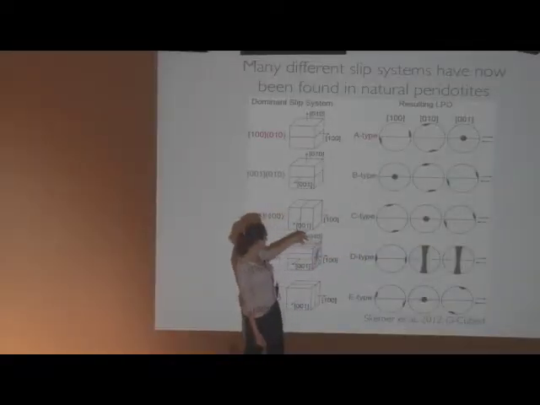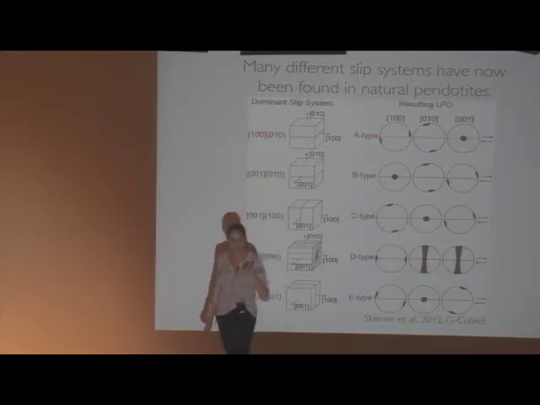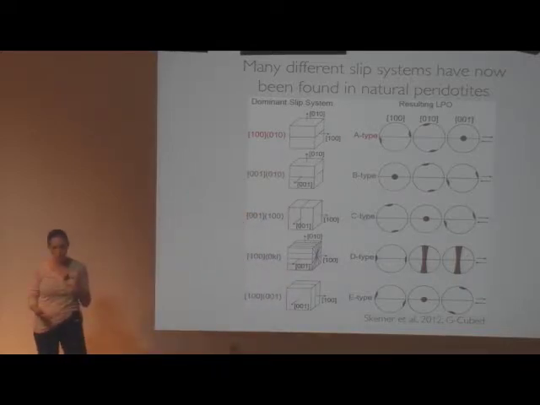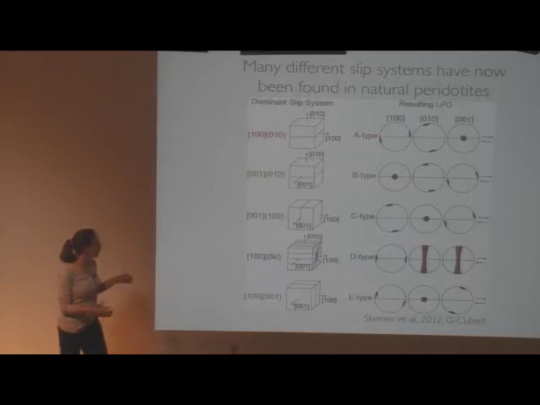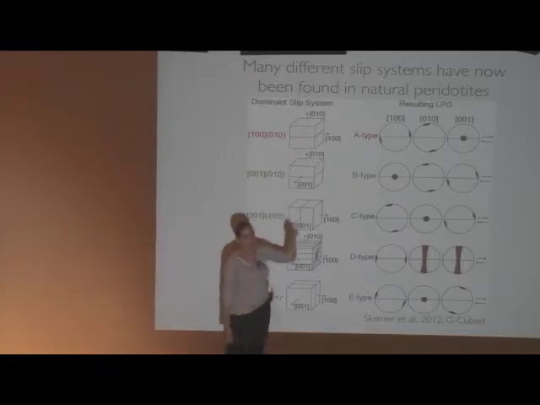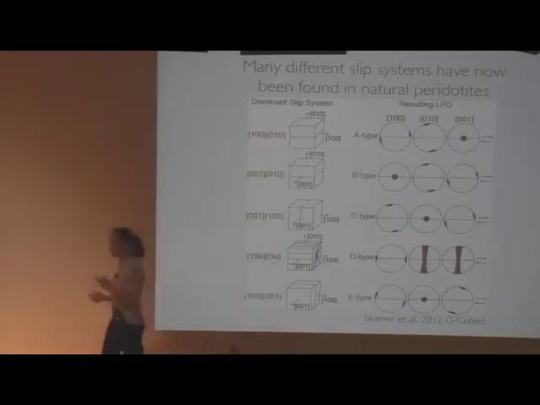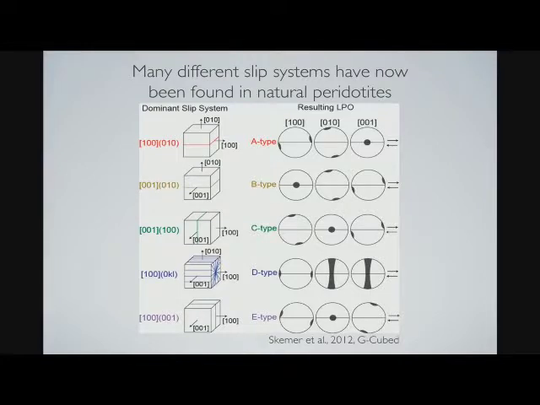And in some of these other slip systems, D-type and E-type, the A-axis is still the slip direction. And so in those cases, you don't expect a change. You expect the A-axis to map onto your flow direction. But where you have a change to, say, a B-type fabric is when you would really expect a difference in how you're interpreting the seismic anisotropy.